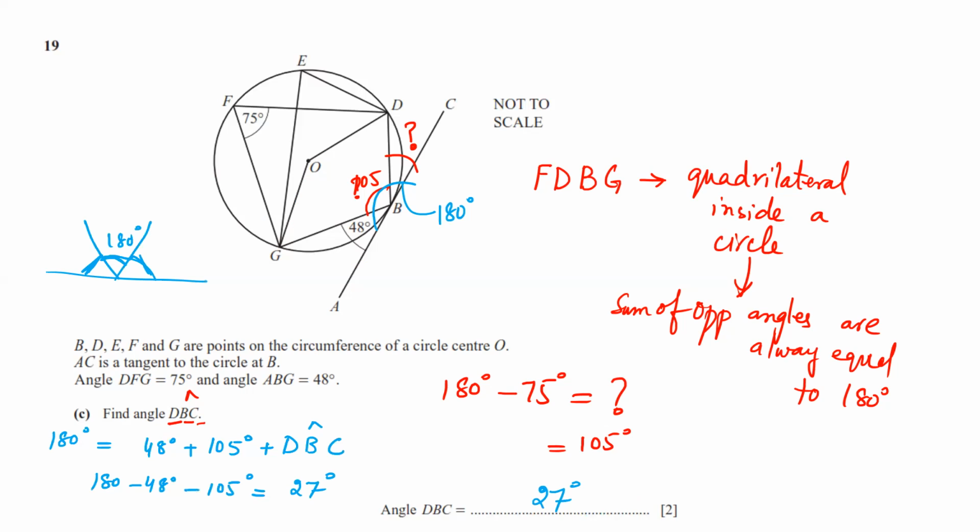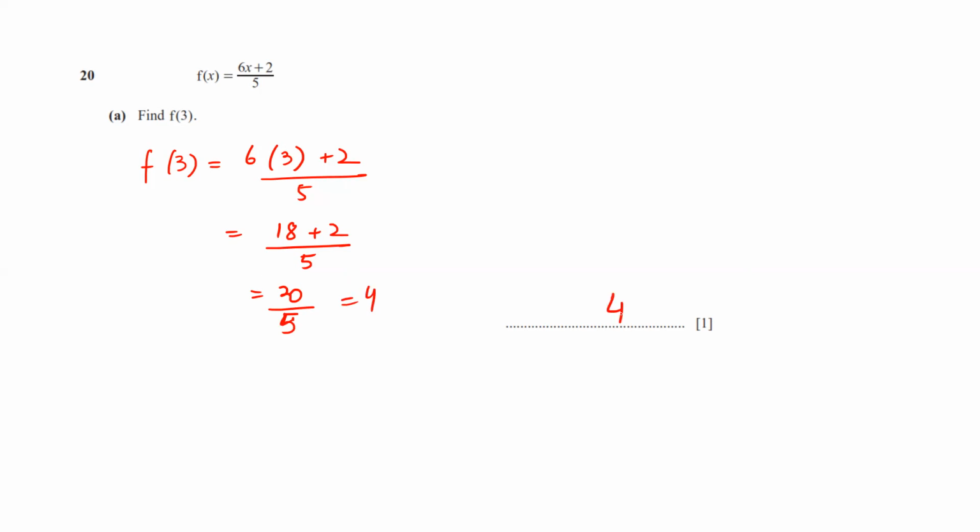Okay, so this is how you're going to solve this question. Moving ahead, question number 20. Here they ask you to find f of 3. So for f of x, just replace x by 3 in the function. So (6 times 3, 18, plus 2) divided by 5. This is 20 divided by 5. This comes out to be 4. Okay, the answer is 4.